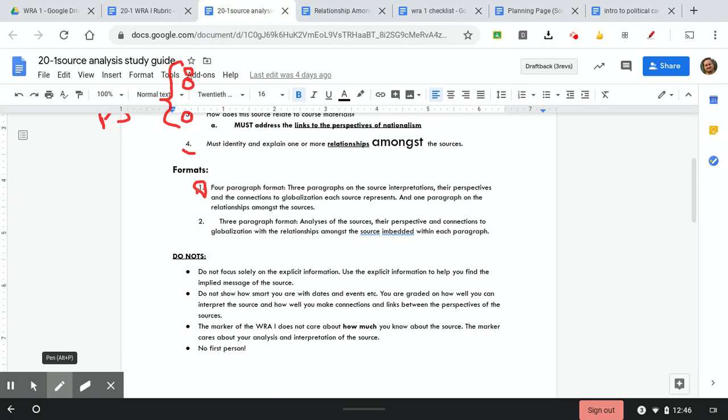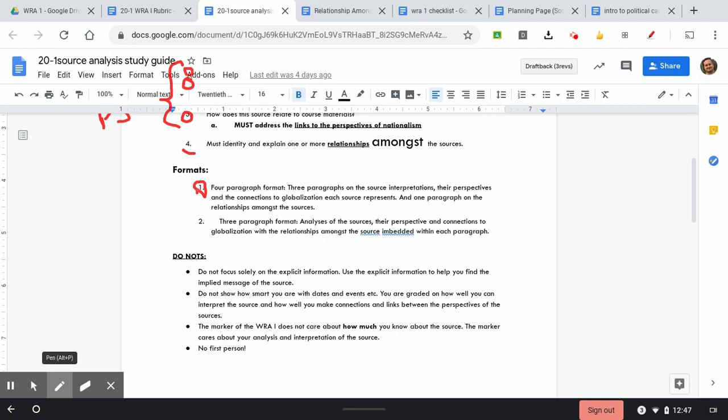The second format, the 3-paragraph format, is where you analyze the sources, perspectives, and connections within each paragraph. This is a more difficult way of doing it, so I don't recommend it. If you decide you really want to, well, that's your prerogative, but I recommend sticking with the 4-paragraph format. It's by far the easiest to have and be organized.